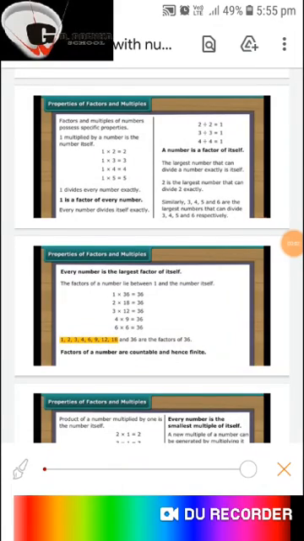Dear students, today our topic is properties of factors and multiples. Let us look at the properties of factors first. The first property of factors is that one is a factor of every number.